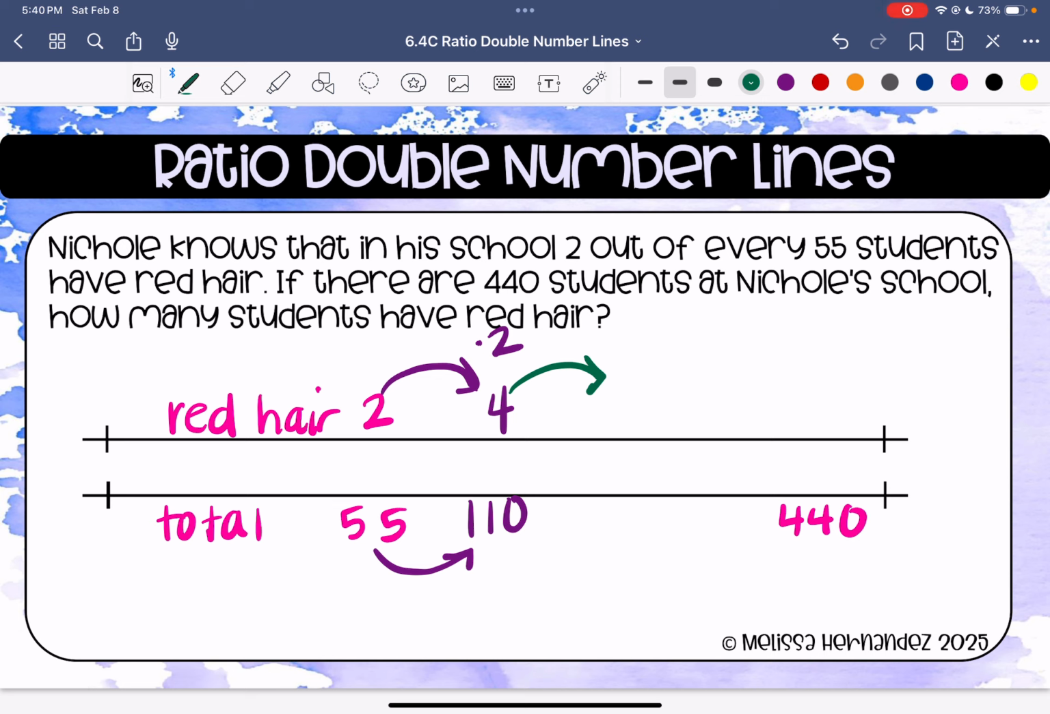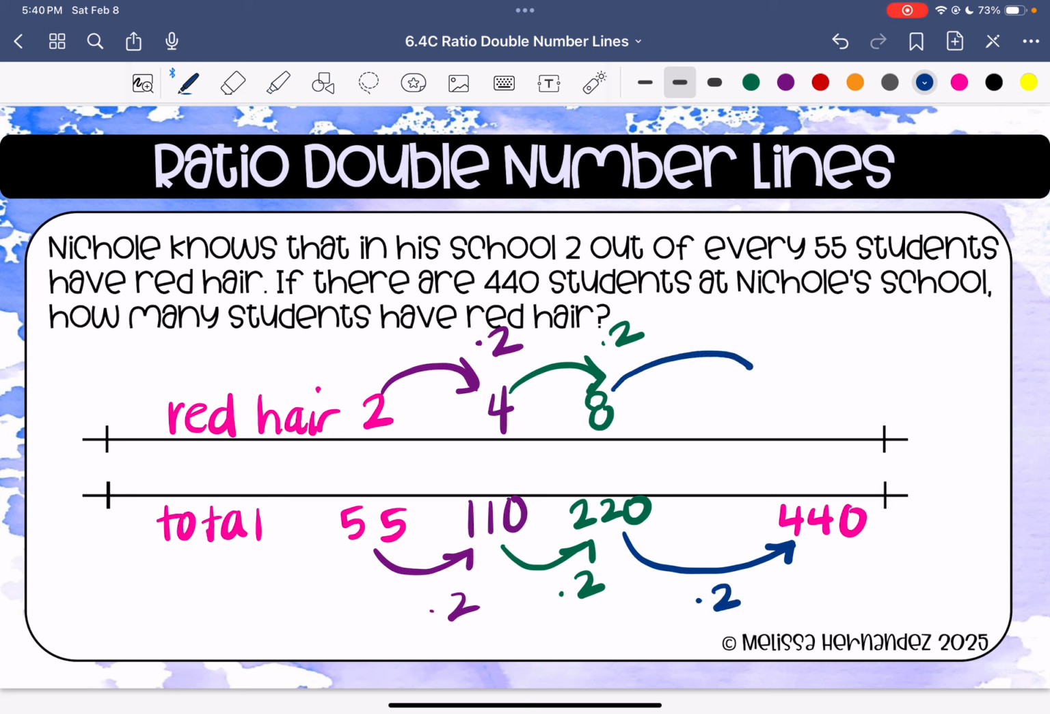I can go back to the original 2 and 55, or what I'm doing is I'm going to 4 and 110. So if I scale 4 by 2, and to keep my ratios equivalent, I would scale 110 by 2. Okay, so this becomes 8, and then this becomes 220. Now I can see there's a direct relationship between 220 and 440. So if I scale 220 by 2, meaning I double it, then I would also double my 8 and I would end up with 16.